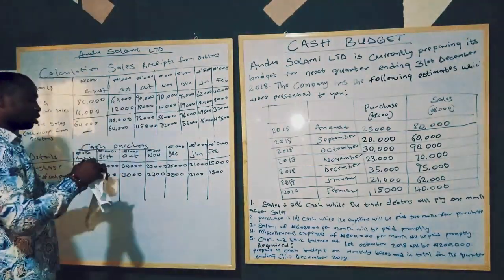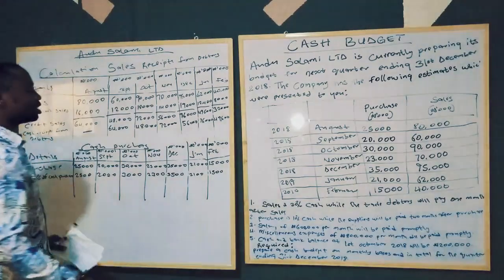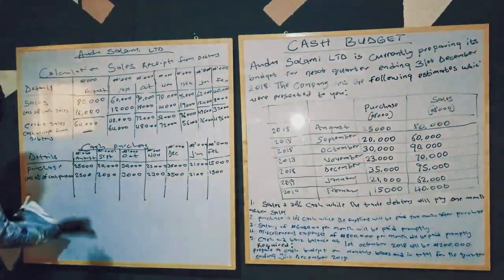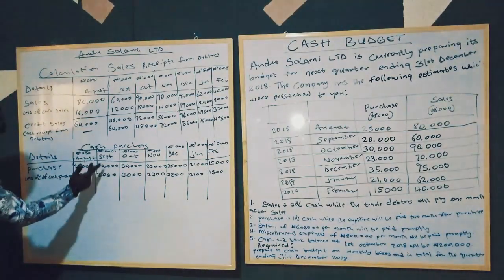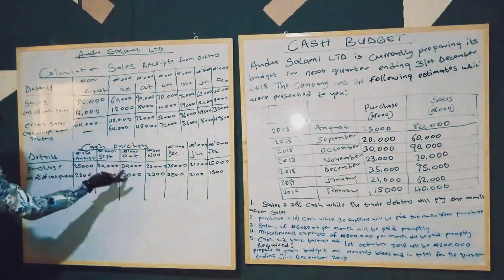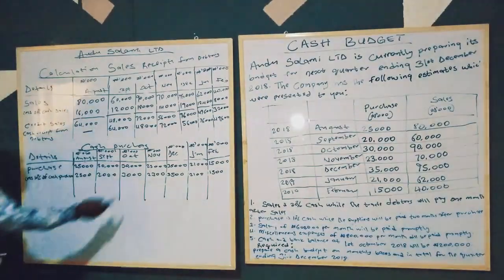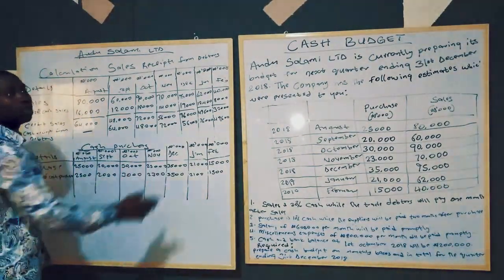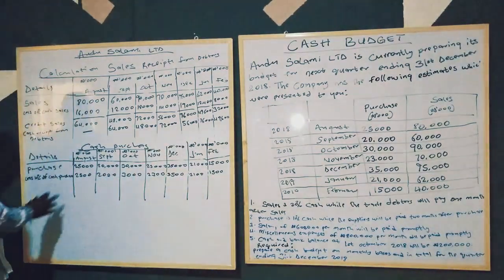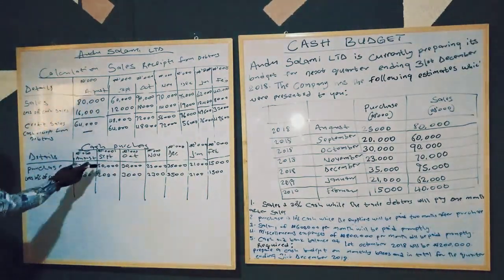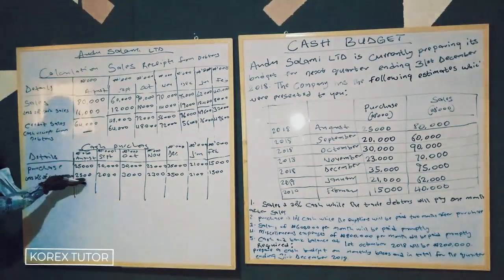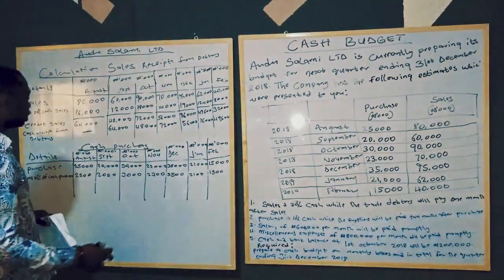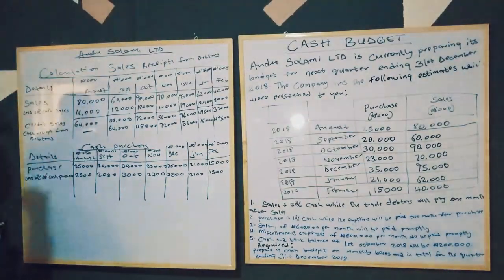When you want to do this kind of thing, when you say less 10%, you don't need to disturb yourself. Just remove one zero, the 10. So when this one is 30,000, it's going to be 3,000. When it's 23,000, it's going to be 2,300. So it's very simple like that. This is the 10% that we pay instantly, in that same month. Then the remaining balance will be paid 2 months after.